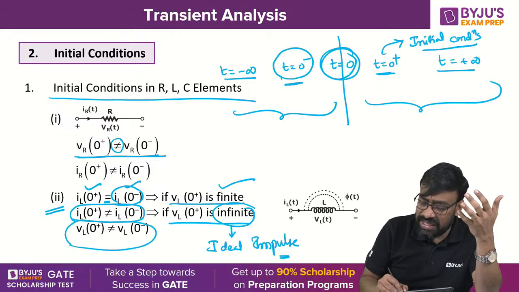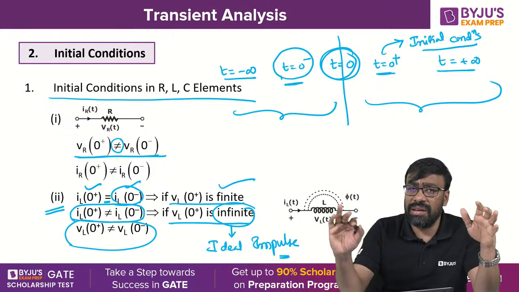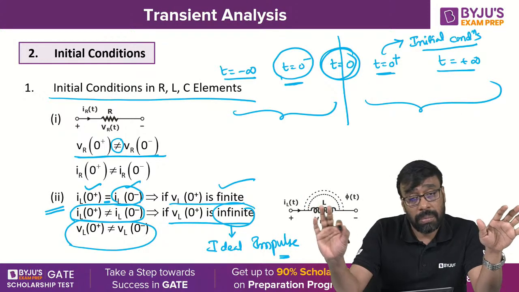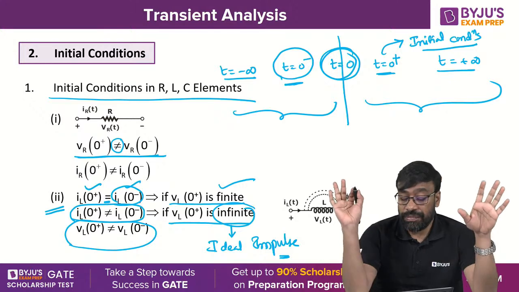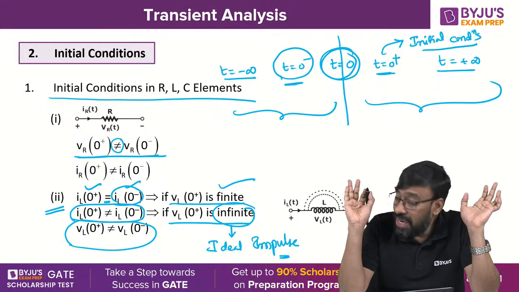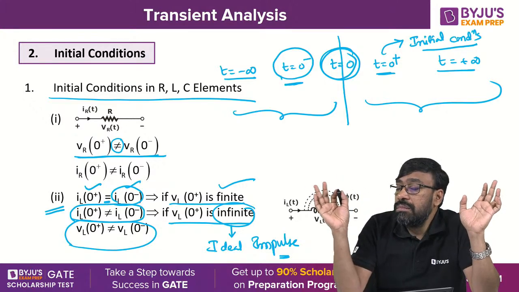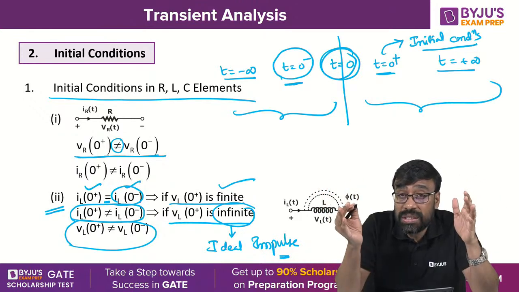VL(0+) is not at all equal to VL(0-) all the time. Clear? You understand, all of you? Is it clear, all of you? So I think I made it very clear. Is it okay? You got the points.